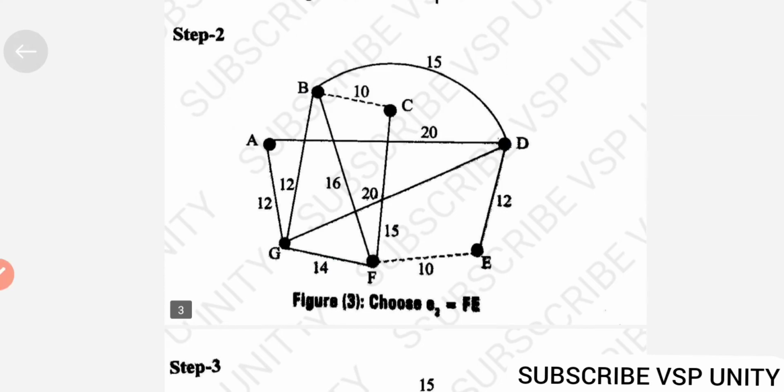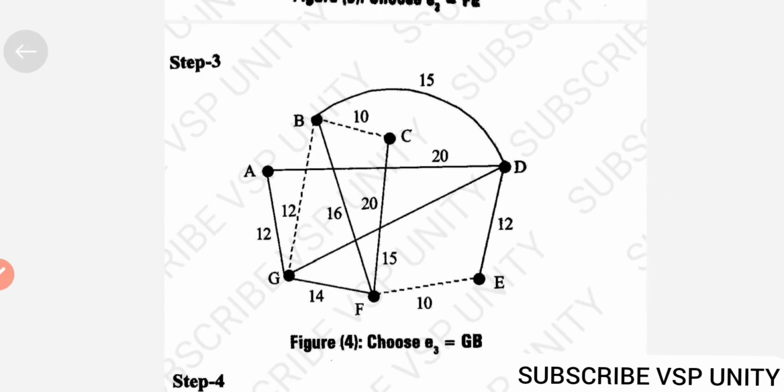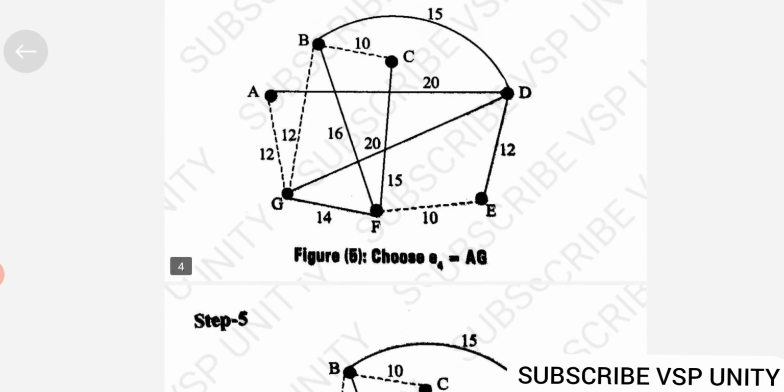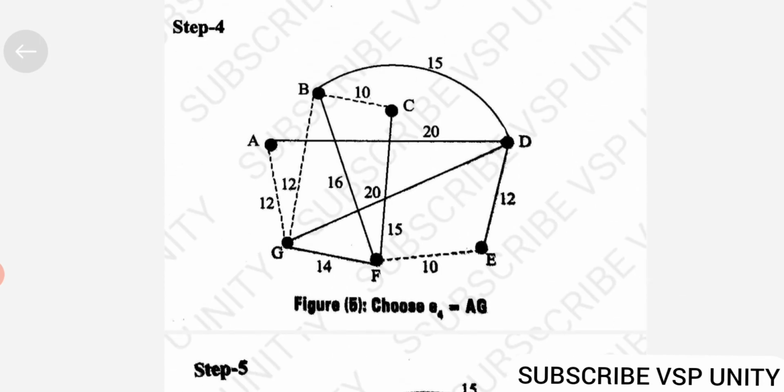See in the next slide, I have added G to B, which has a weight of 12. After 10, the minimum weight is 12, which I have taken here. You could go for AG, you could go for DE also, not a problem. Okay, then I'll delete this. In the next slide, we can go for G to A, which is 12, or E to D, which is 12. You see, after B to G, I am going for G to A.